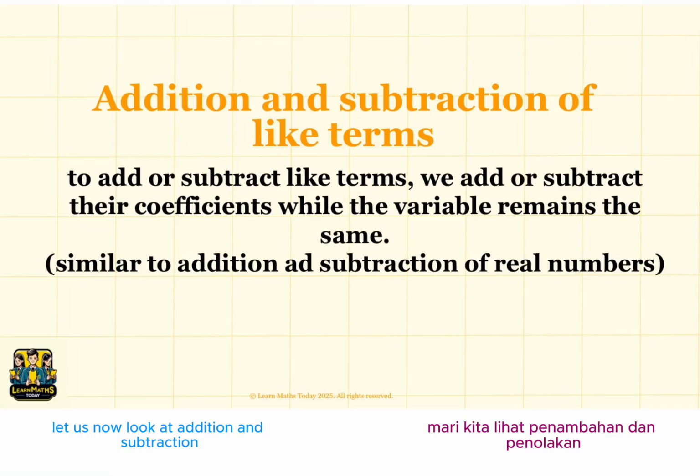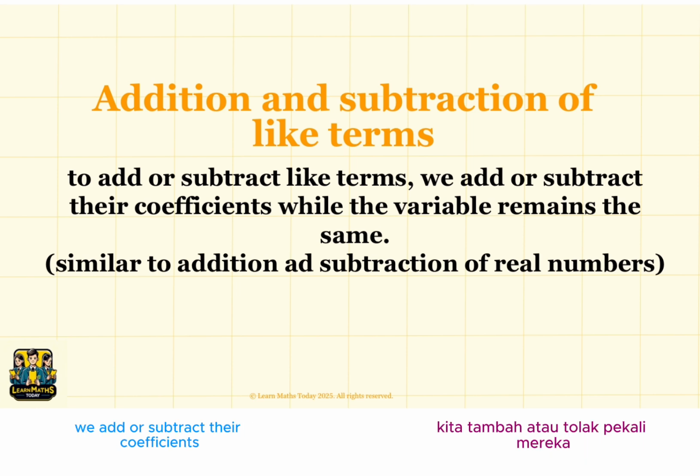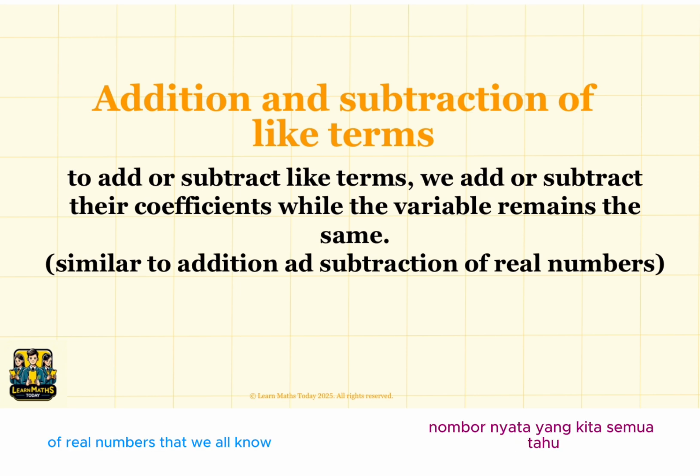Let us now look at addition and subtraction of like terms. To add or subtract like terms, we add or subtract their coefficients while the variables stay the same. It is similar to addition and subtraction of real numbers that we all know.